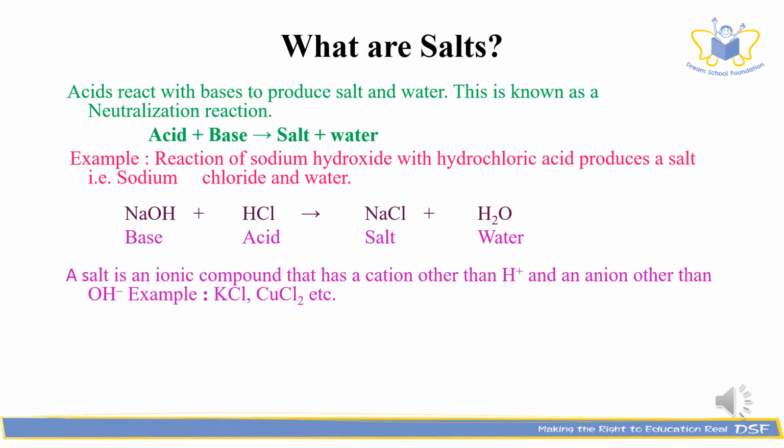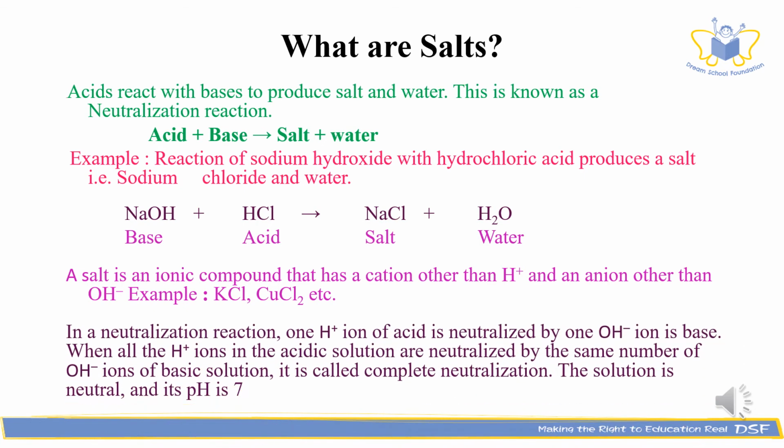Thus, a salt is an ionic compound that has a cation other than H+ and an anion other than OH-. Example, KCl, which is potassium chloride, and CuCl2, which is copper chloride. In a neutralization reaction, one H+ ion of acid is neutralized by one OH- ion of base. When all the H+ ions in the acidic solution are neutralized by the same number of OH- ions of basic solution, it is called complete neutralization.